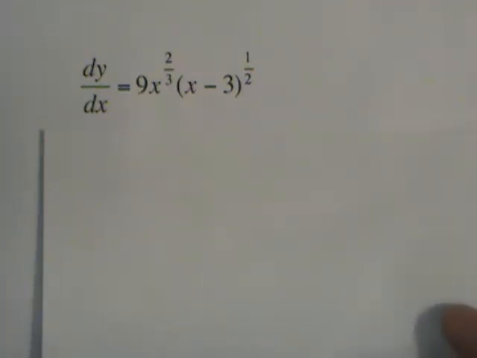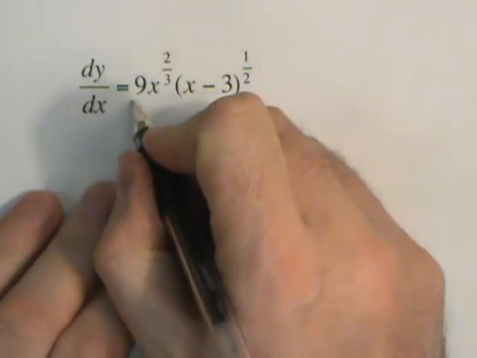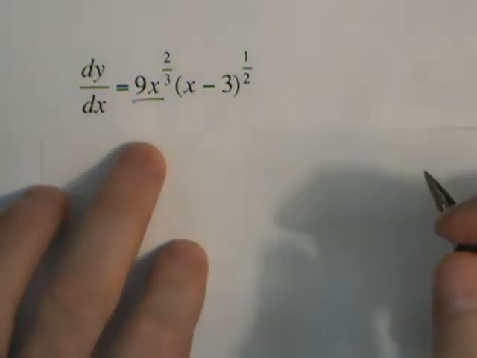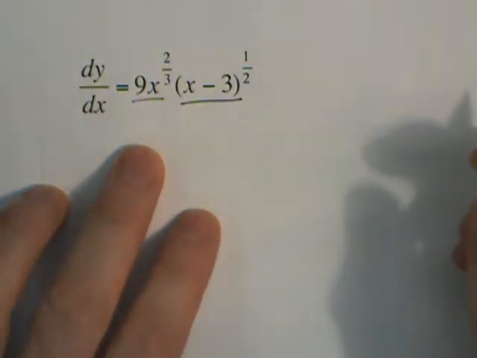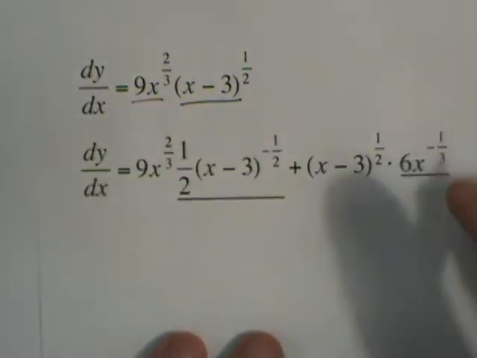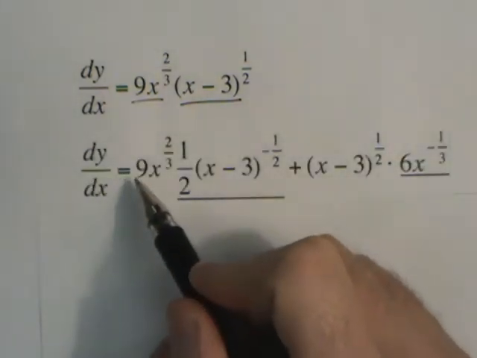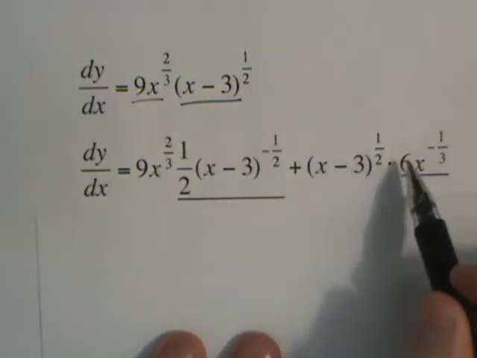Here we have example 7 for the product rule. Again, you have to look at the function and break it into two parts. I'll use 9x raised to the 2/3 as my u, x minus 3 raised to the 1/2 as v. As I take the derivative, we see dy/dx will equal u dv plus v du.